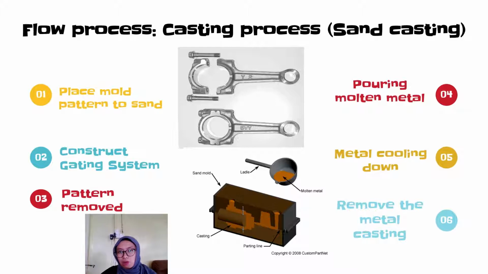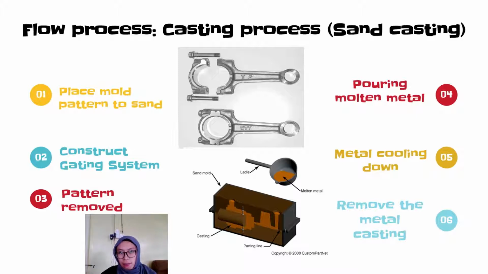The fourth step is pouring molten metal into the cavity of the mold. This step uses a screw pin to make a hole in the sand to make it easier to pour the molten metal. For this molten metal, we use aluminum alloy with a melting temperature of around 660 degrees Celsius.